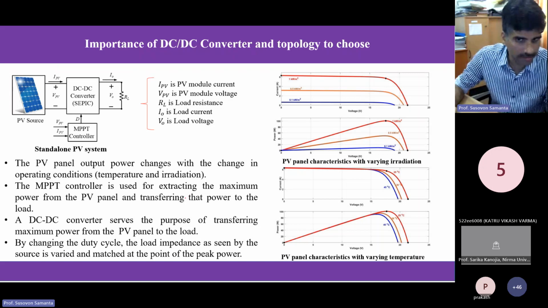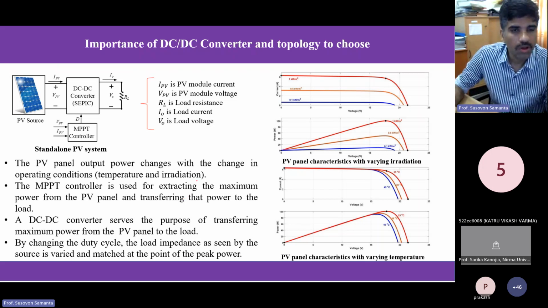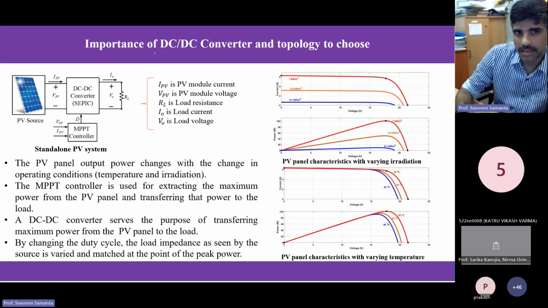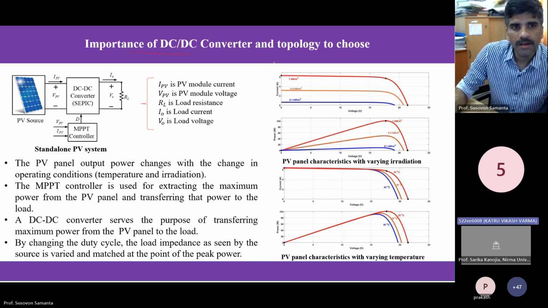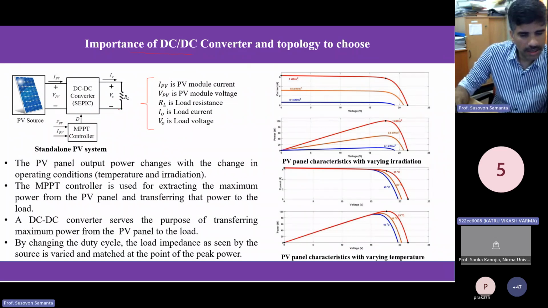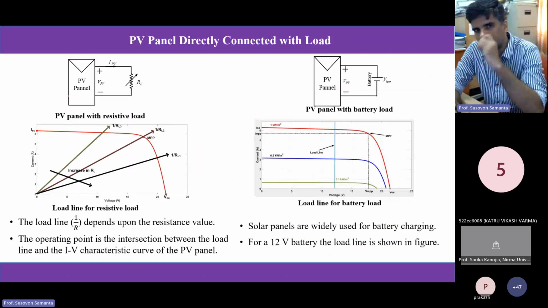So that is basically your solar panel model. Now we will discuss why we need a DC-DC converter. It is not only a DC-DC converter, we can also use an inverter. But in today's lecture, I will only focus on the DC-DC converter and what topology of DC-DC converter to choose. Actually, if we have a load, we can directly connect the panel to the load. So let us see that.